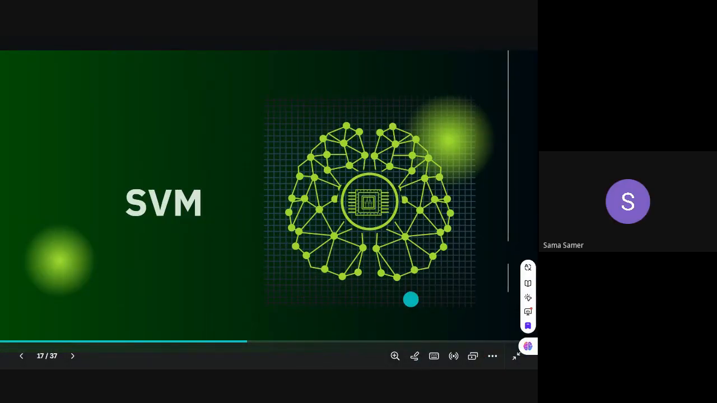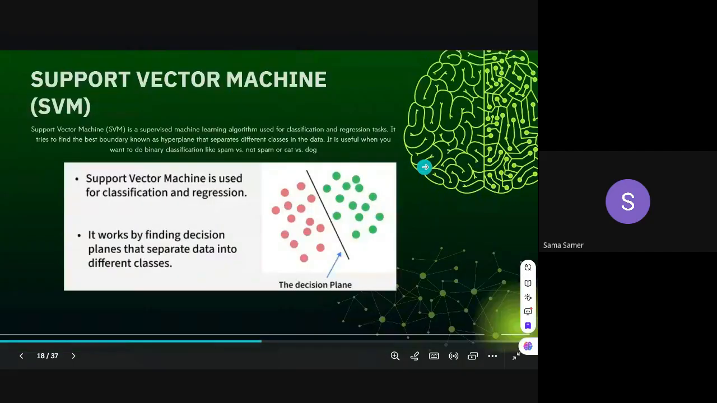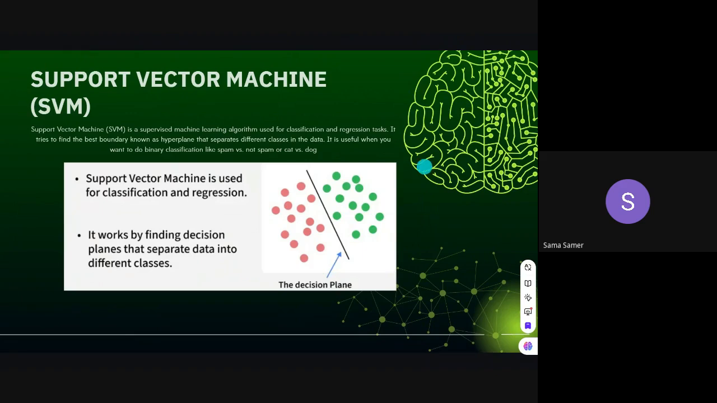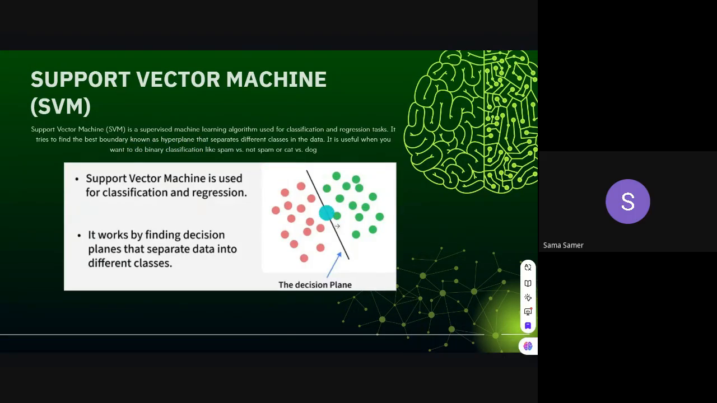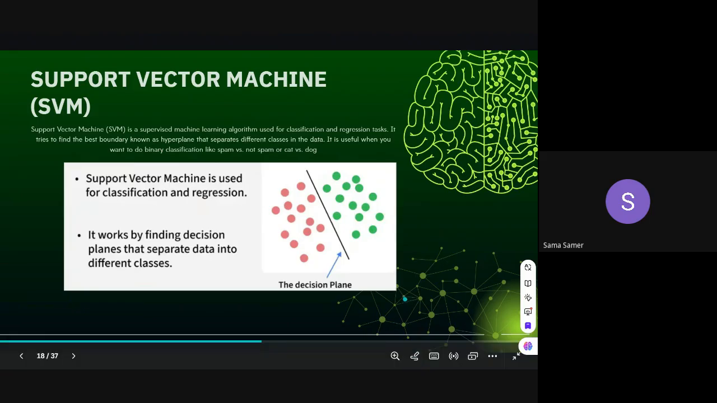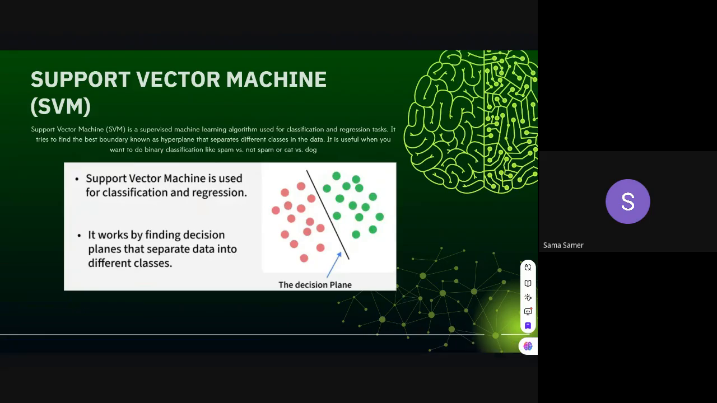And here I have the switcher. So as he has said, SVM stands for Support Vector Machine. It is a supervised learning algorithm used for classification and regression tasks. It tries to find the best boundary, known as a hyperplane. A hyperplane is a line that separates the data points from each other.